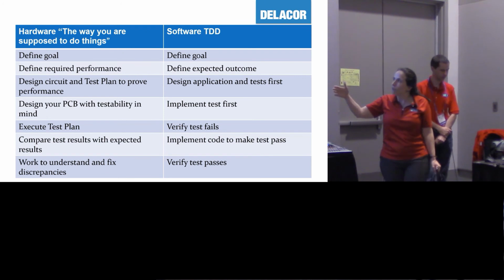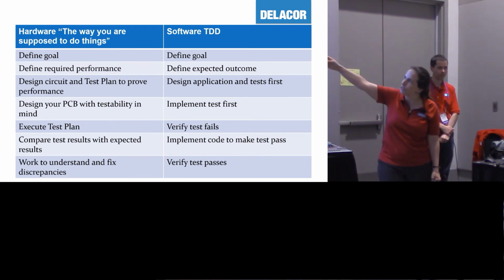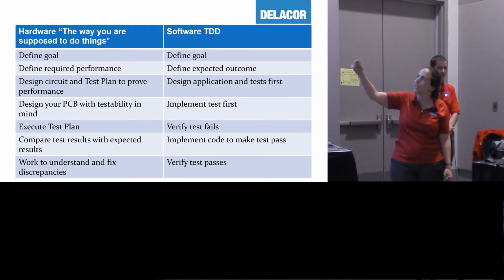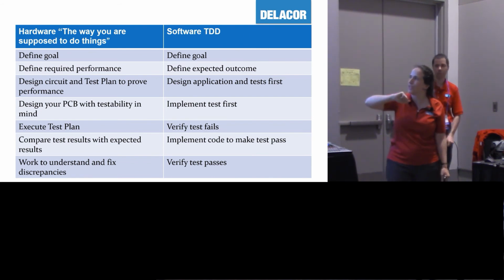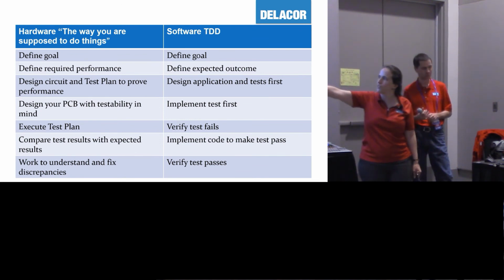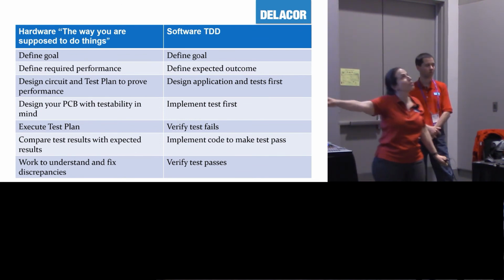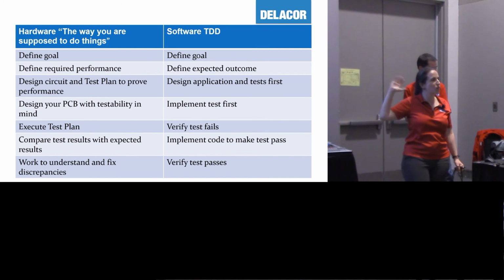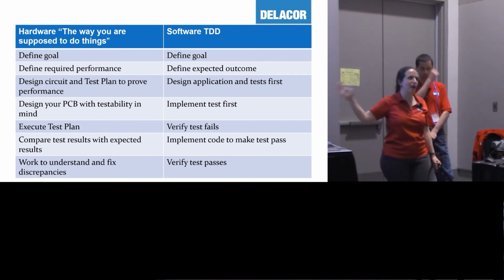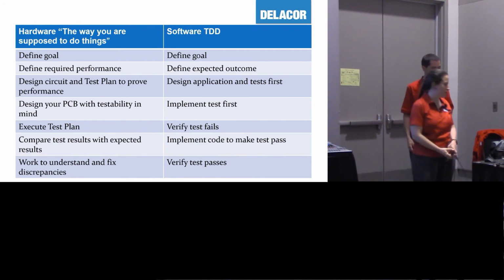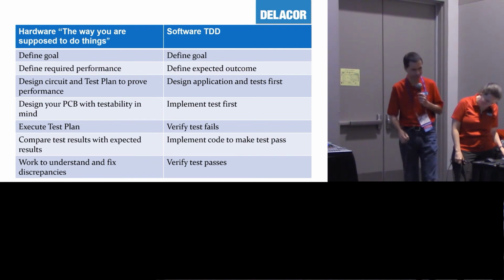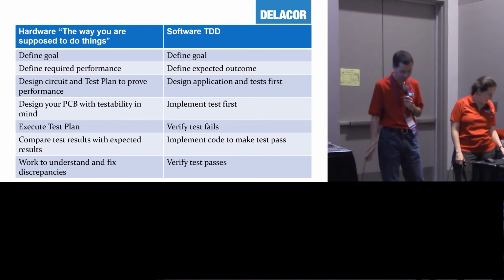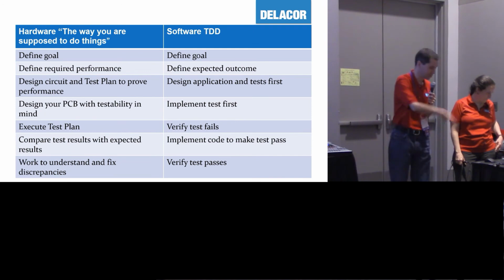And the equivalent on the hardware side is you design your circuit and test plan to prove performance. You design your PCB with testability in mind. You execute the test plan. You compare your test results, and then you work to understand anything and fix any dependencies. So I hope that for some of you who come from a hardware background, this helps you understand what it is that we're trying to do when we're doing unit testing. And you asked whether I agreed or not. The one thing that our friend Steve Watts reminded us of is this business about predicting the future in software versus hardware.